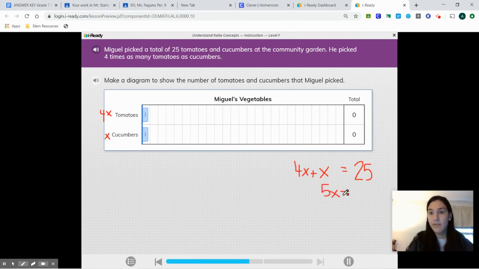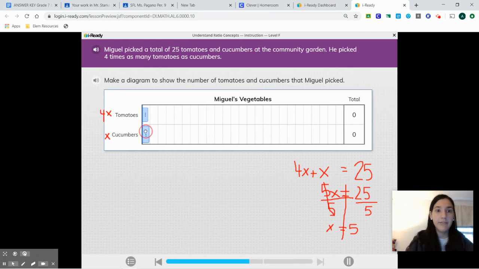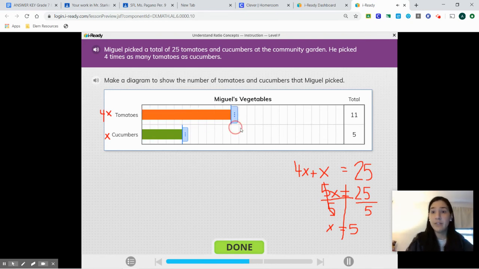equals 25. Divide both sides by 5. And we're going to get x is equal to 5. So now I know that I have 5 cucumbers. So I can come over here and click that I have 5 cucumbers. And then 4 times 5 is going to give us 20. So we want 20 tomatoes. And now when we check our work over here, we know that 20 plus 5 is 25. So we're good.